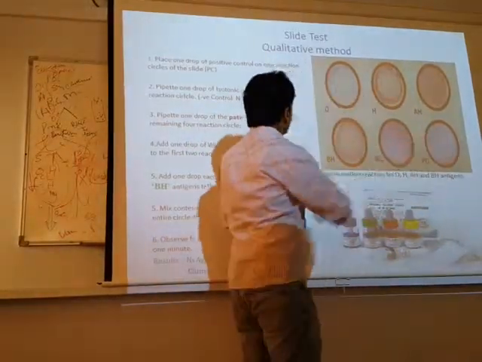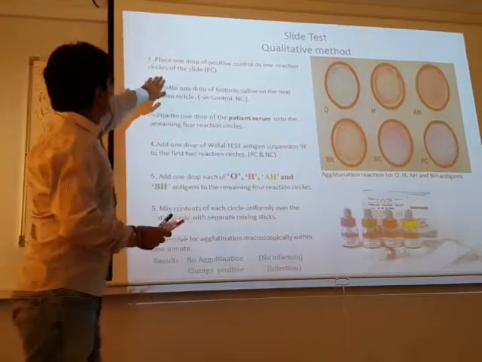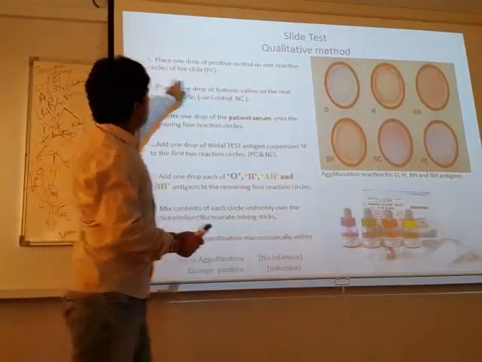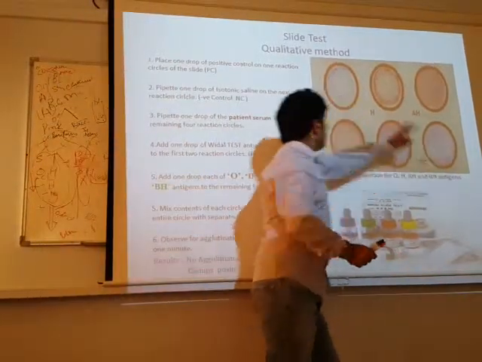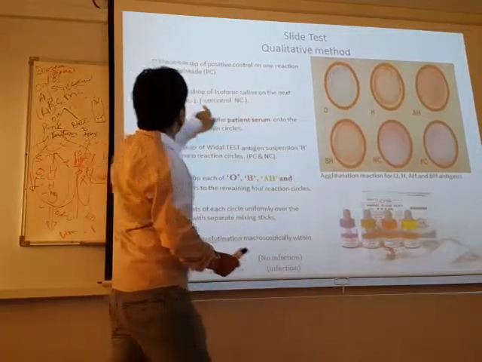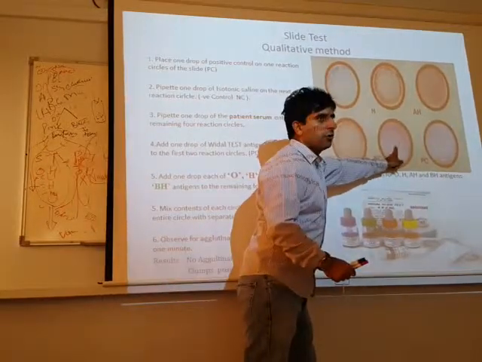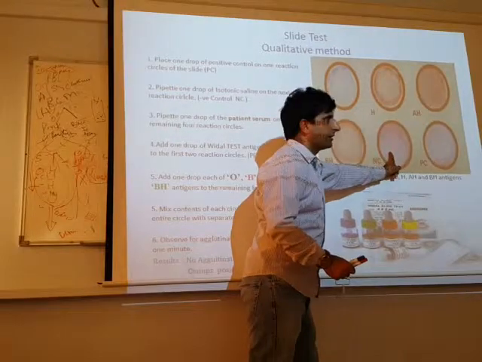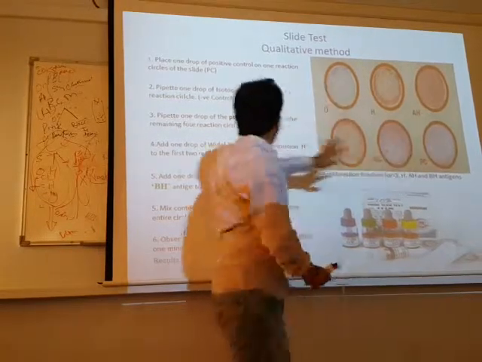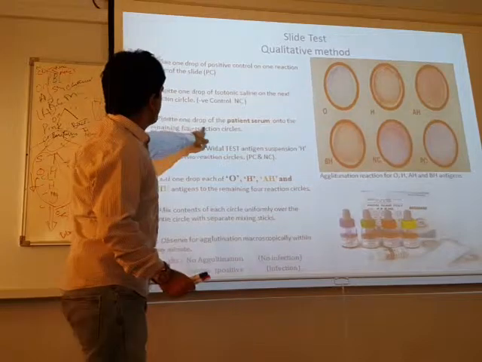So what will you do first? You will place 1 drop of positive control on a reaction slide, directly here. In the second, you will draw 1 drop of normal saline only, isotonic normal saline, here. When these two are finished, pipette 1 drop of serum.